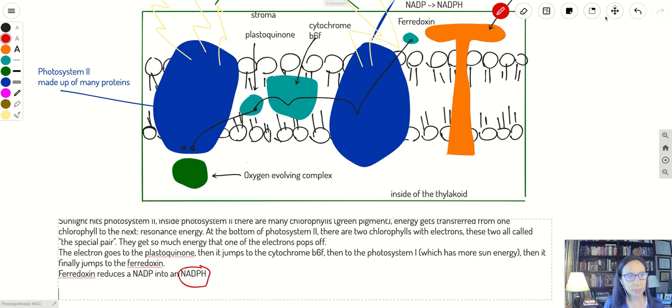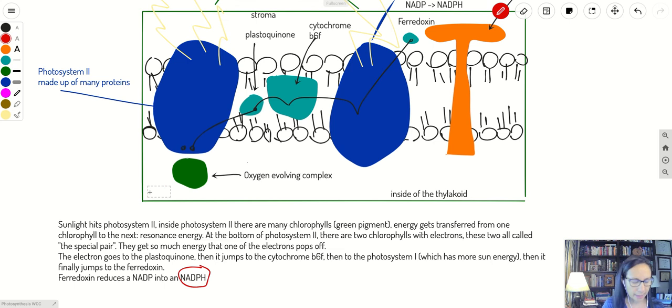Okay, the other thing that's going to happen is that this oxygen evolving complex, what it does is it's going to break apart water. Okay, so I'm going to put here H2O. Okay, let me make that a different color. I'm going to make it blue.